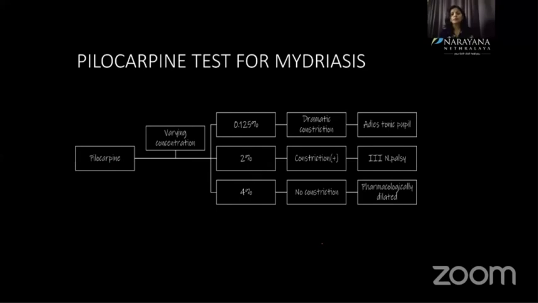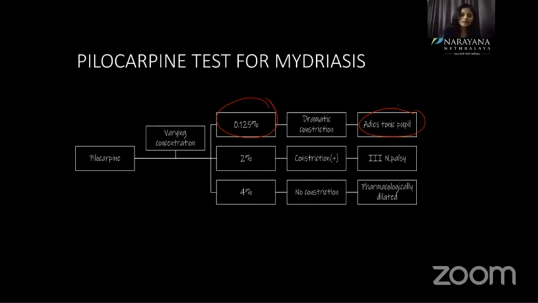So coming to the pilocarpine test for mydriasis, this is very important to diagnose the cause of a dilated pupil. The most commonly used test is, of course, the 0.125% pilocarpine. Once you see a unilaterally dilated pupil and you apply 0.125%, if there is a dramatic constriction within, say, 10 to 15 minutes, you can diagnose the Adie's tonic pupil. This is because of the relative hypersensitivity of the receptors, and therefore there's an immediate constriction.